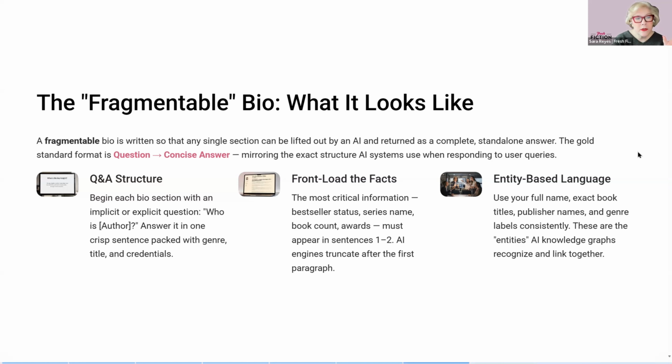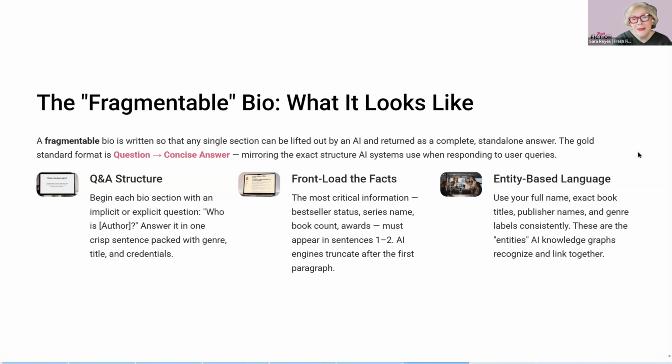Each section will begin with an implicit or explicit question like who is the author, and it answers it in one crisp sentence packed with genre, titles, and credentials. You want to front load the facts. The most critical information is your bestseller status, your series name, your book count, your awards, and they must appear in the first two sentences. AI engines truncate after the first paragraph. Two sentences, one paragraph. Just put that in your head when you're doing this.